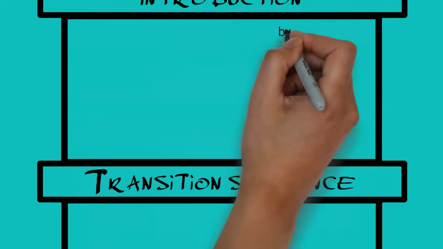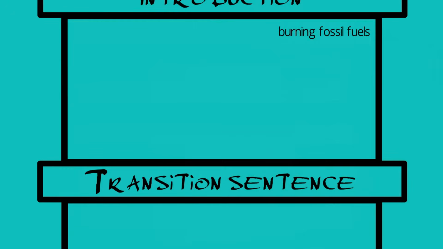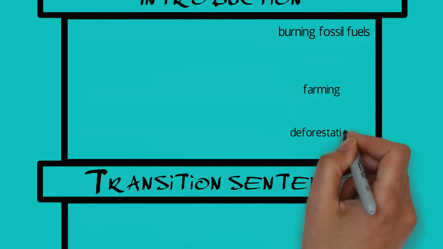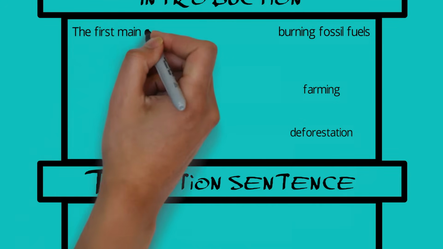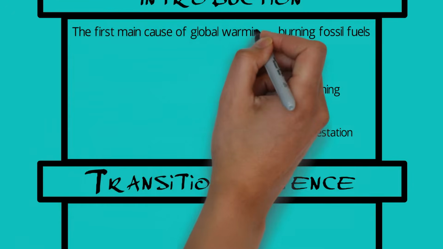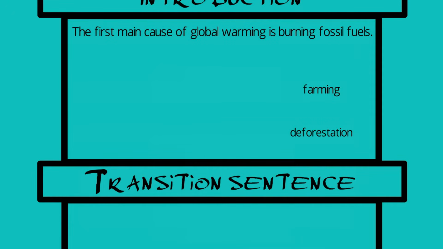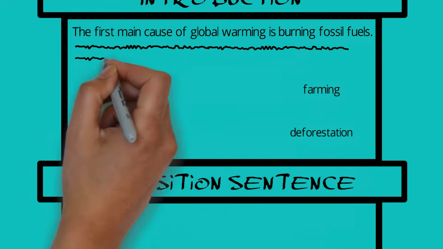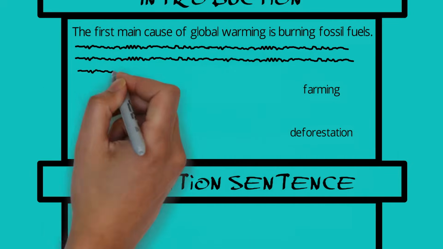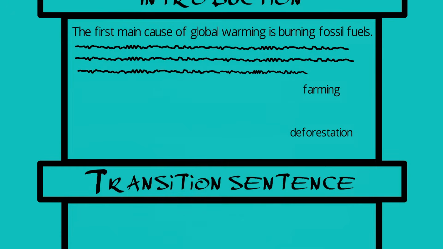So let's put in some of the ideas we just saw. So for causes, we have burning fossil fuels, farming, and deforestation. So let's take the fossil fuels idea first. So this is going to be the central idea of the first paragraph. So first of all, we need a topic sentence. The first main cause of global warming is burning fossil fuels. And then we will complete the paragraph by adding examples, facts, reasons, statistics, and so on.